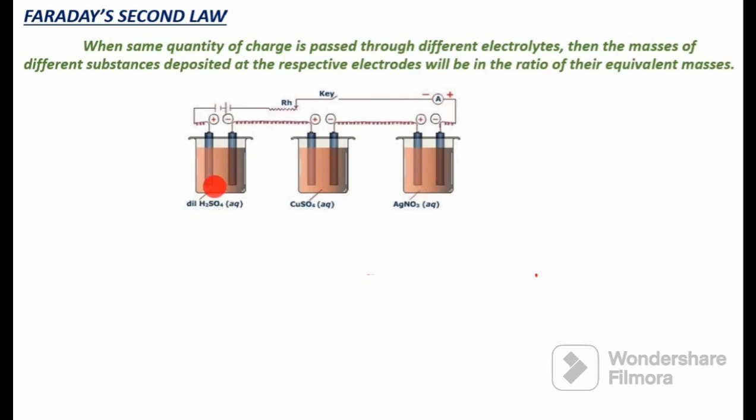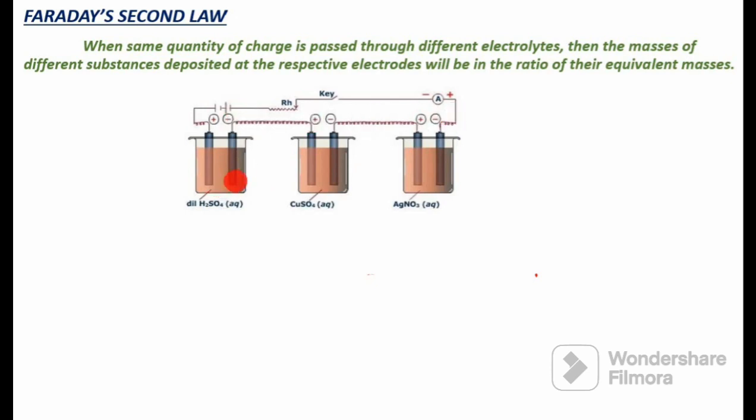So what happens is the substances will be getting deposited on the surface of the electrodes. Here in sulfuric acid, hydrogen will be getting evolved. In copper sulfate solution, copper will be getting deposited on this electrode. And in silver nitrate, the silver will be getting deposited on this electrode. Okay. So then what will happen when the same quantity of electricity is passed?